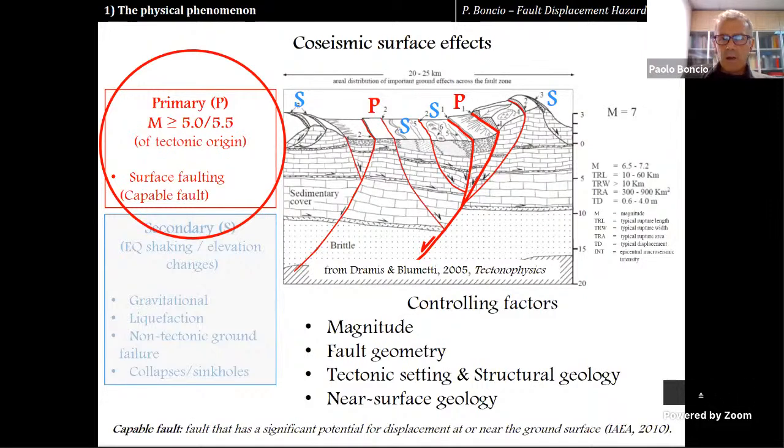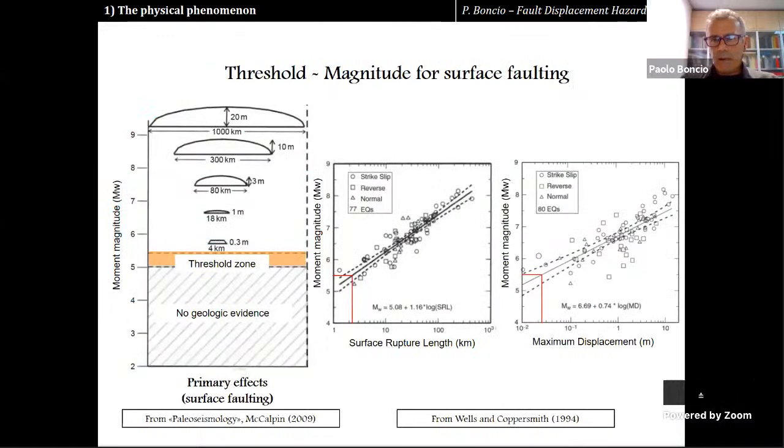Okay, we are talking of co-seismic primary effects. A fault with potential for displacing the ground surface during an earthquake is also called a capable fault. And there are several controlling factors of the phenomenon. First, the size of the earthquake. In general, surface faulting occurs above magnitude 5.5, but there are exceptions.